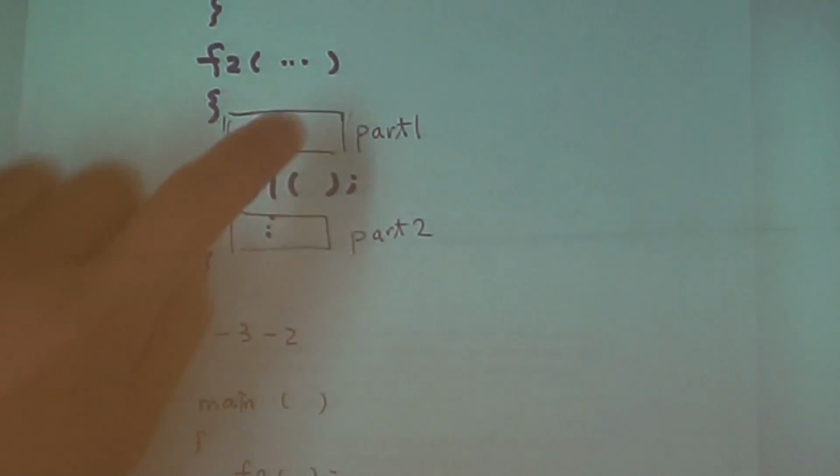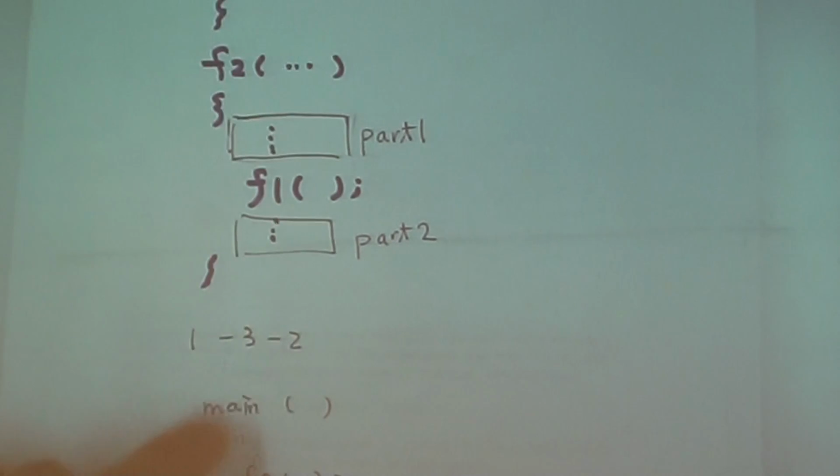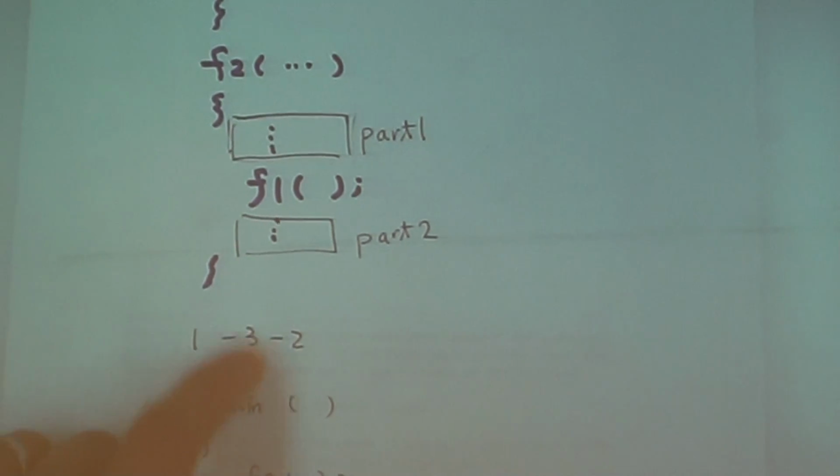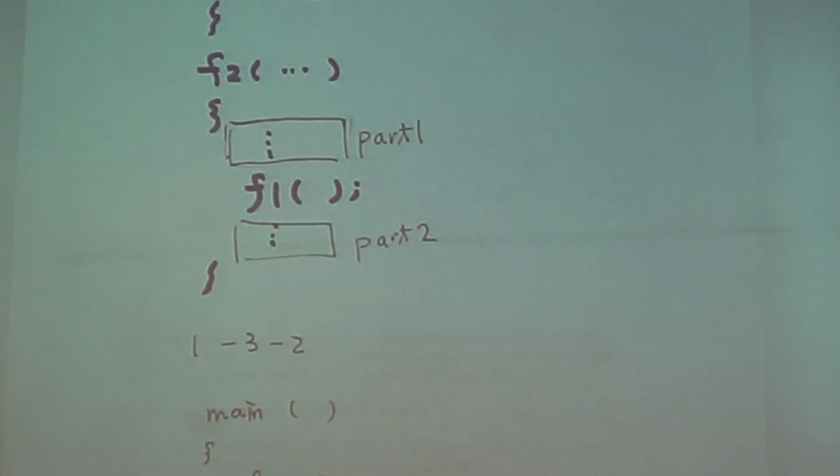So function f2 will go to part 1. Then we'll call function f1. F1 will call part 3. And then after function f1 finishes, you'll go to part 2. Any questions about this?